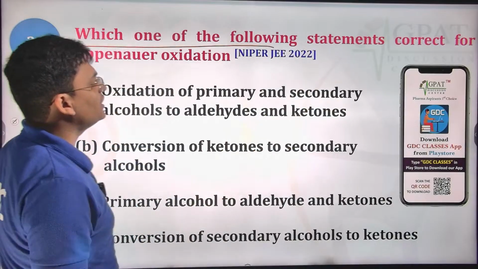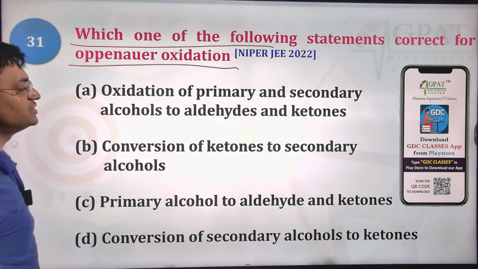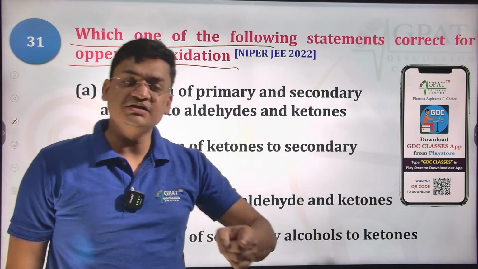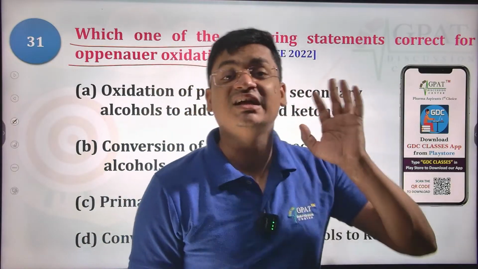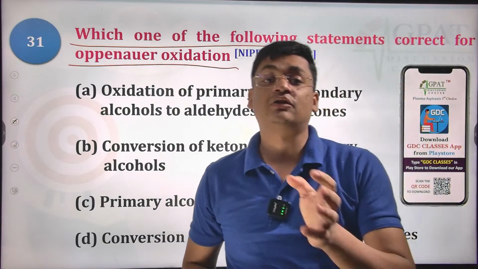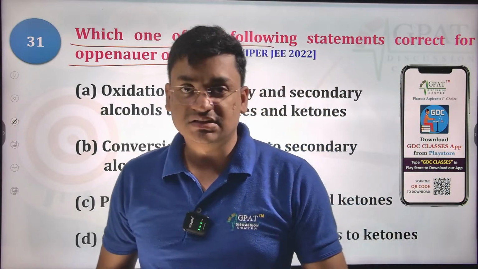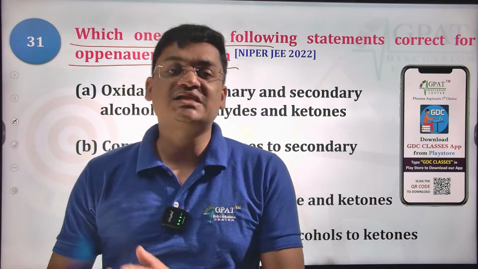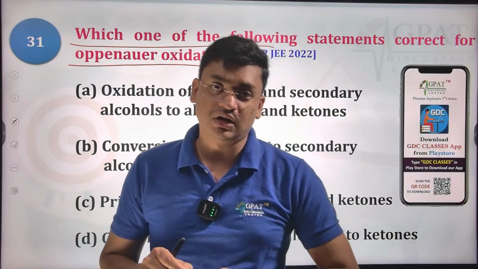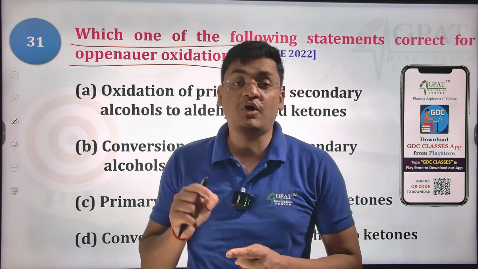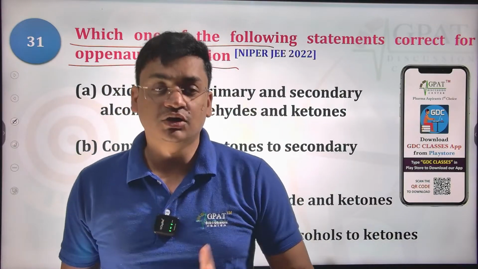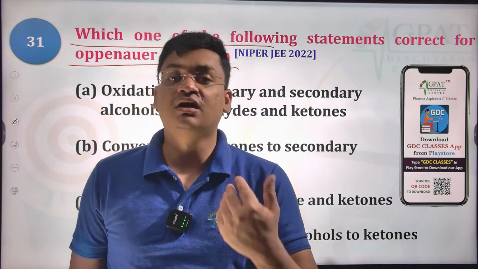Which one of the following statements is correct for Oppenauer oxidation? There are two reactions. One of them is the MPV, Meerwein-Ponndorf-Verley reduction. In this reaction, a carbonyl compound, a ketone, gets reduced to a secondary alcohol in the presence of aluminum isoalkoxide as a catalyst. When this same reaction is reversed, it is known as Oppenauer oxidation. It means when a secondary alcohol gets oxidized with the help of aluminum isoalkoxide into a ketone, that is known as Oppenauer oxidation. Both reactions, MPV and Oppenauer, are just reverses of each other.